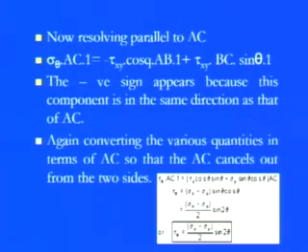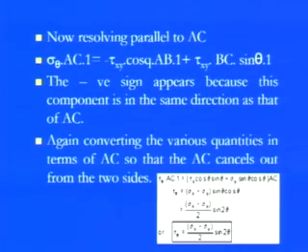Now, resolving parallel to AC, we have sigma theta AC into 1 equals minus tau, because now we want to check the other component, which is parallel to AC, that means the shear component. So minus tau xy cos theta into AB into 1, which is due to tau xy in the vertical direction AB, or we can say tau xy BC into sin theta into 1. The negative sign always appears because of the complementary shear stresses, to balance those components.